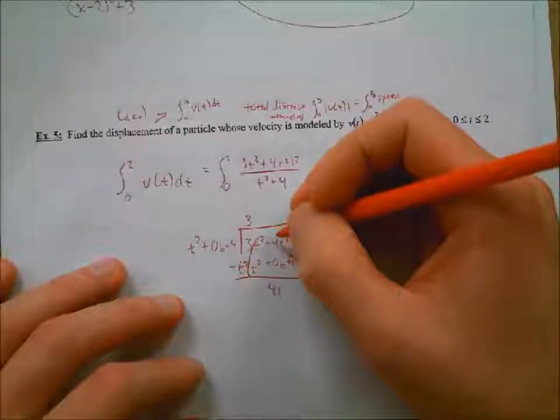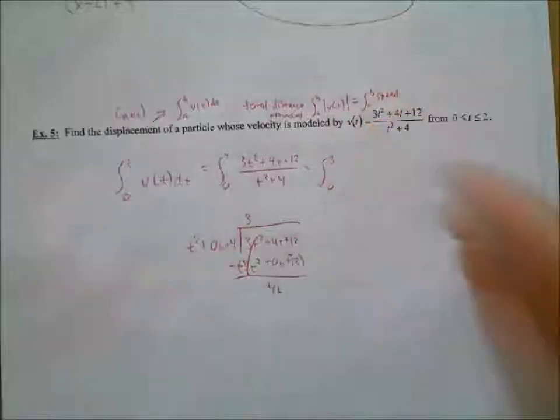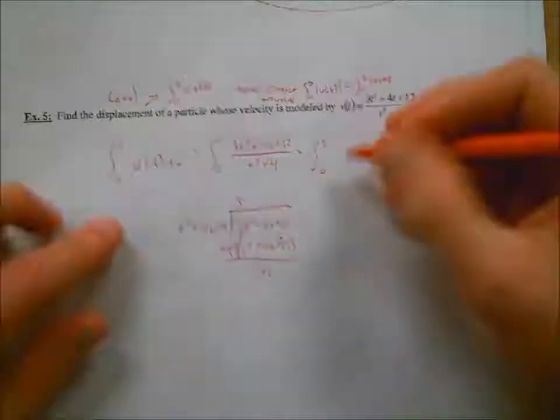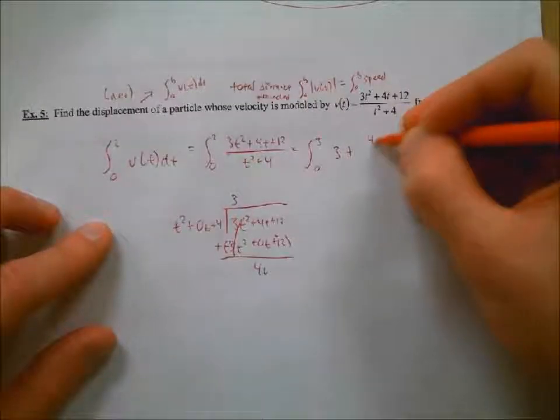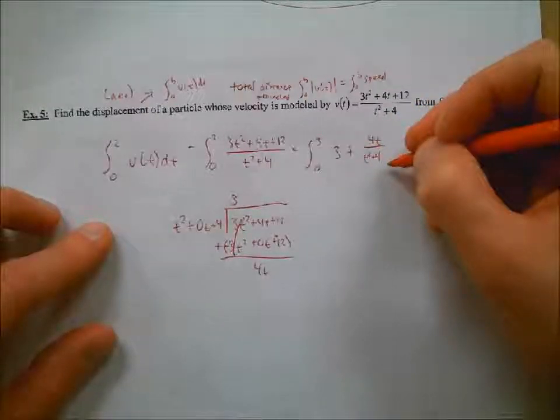All right, so anyway, we integrate from 0 to 3. I did the long division here, hopefully correctly. Okay, yeah, looks good, I think. So it's 3 plus 4t over t squared plus... did I miss something? Yeah, it's the integral from 0 to 2. Thank you. There it is.